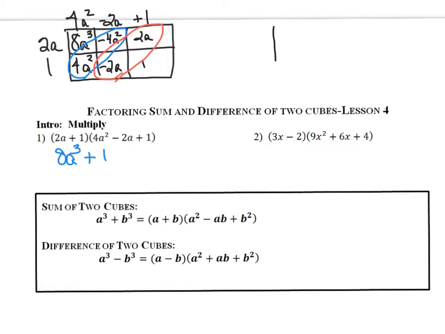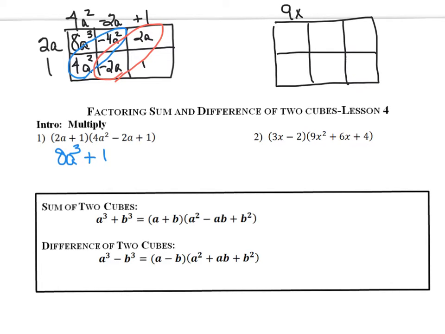So let's multiply together 3x minus 2 times 9x squared plus 6x plus 4. So setting up my trinomial along the top, 9x squared, 6x, 4, and I have along the side 3x minus 2. So let's multiply 3x times 9x squared and get 27x to the third. 9x squared times negative 2 is negative 18x squared. 3x times 6x, that's 18x squared. 6x times negative 2, negative 12x. 3x times 4, positive 12x. 4 times negative 2, negative 8.